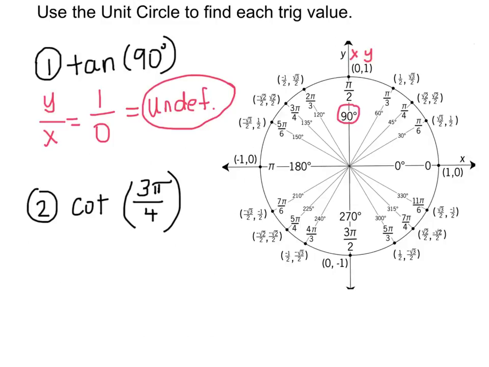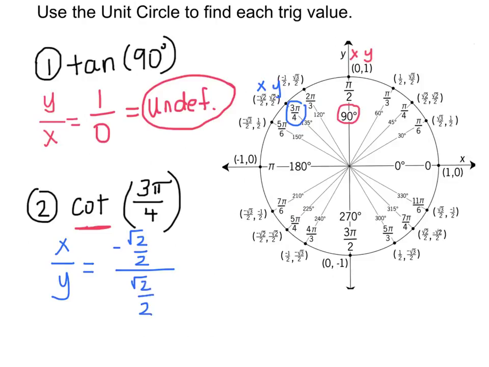Second question, cotangent of 3 pi fourths. Well, let's find 3 pi fourths. There it is, 3 pi fourths. And remember from the previous slide, the formula for cotangent is x over y. So at 3 pi fourths, x and y, x is negative square root 2 over 2. Y is positive square root 2 over 2.